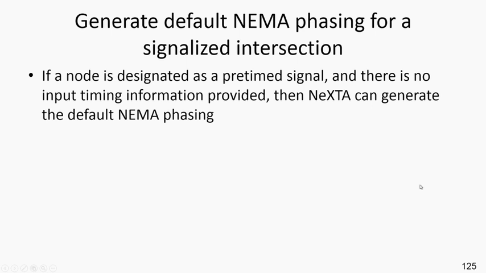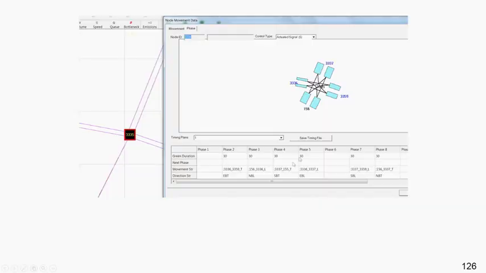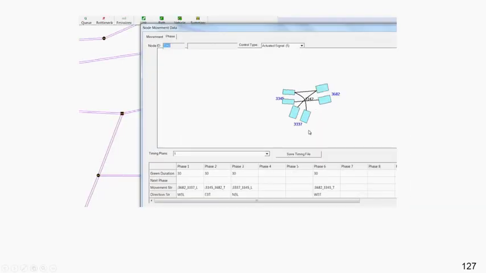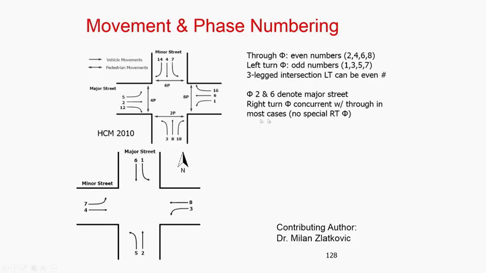If a node is designed or specified as a pre-timed signal, node type number 5, and there's no input timing data available, NEXTA will generate the default NEMA phasing as we showed before. There are two types: a standard intersection and a T intersection. I use some slides from Dr. Milan to show the movement phasing numbering, if you are not familiar with the NEMA interface.